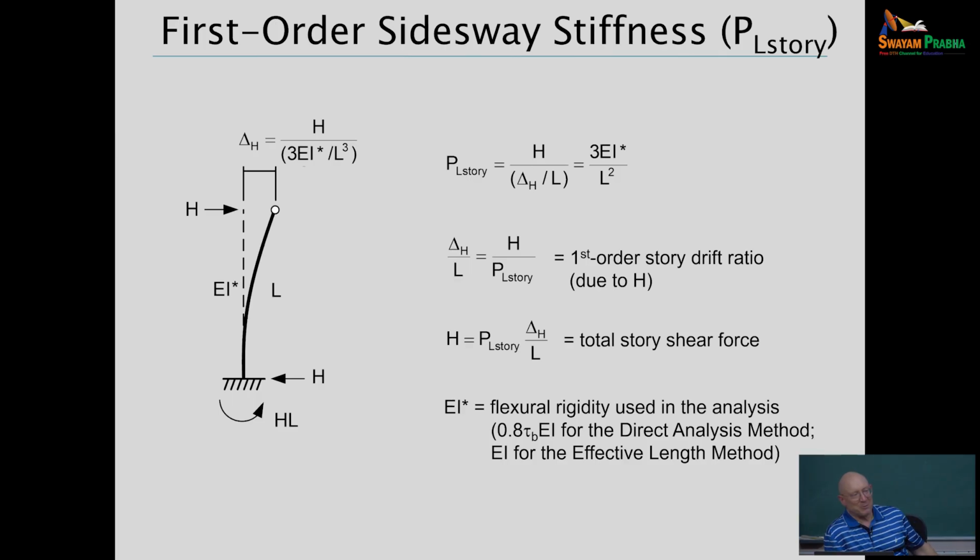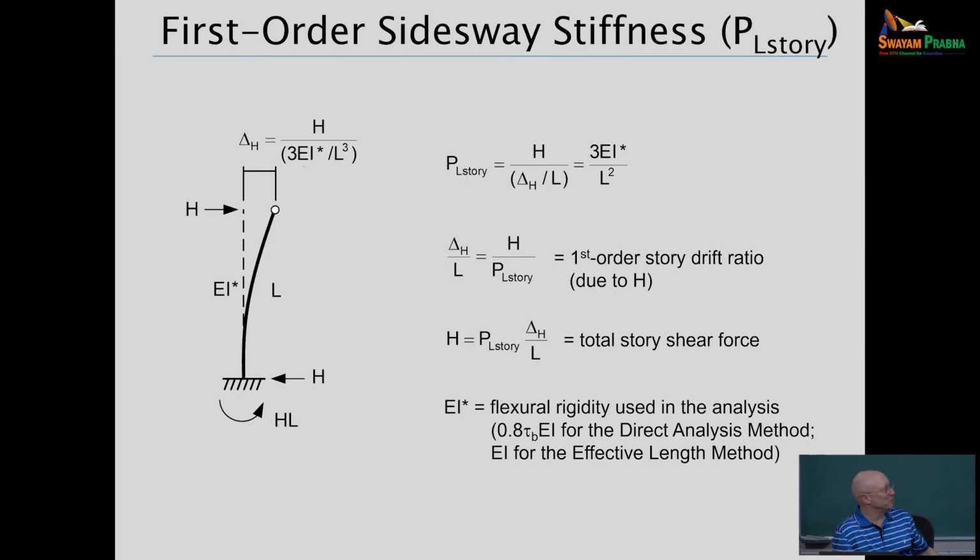Length L, we've got a lateral load, so you could say this represents a story of a building, a lateral load or a story shear H. Now, obviously, we have a moment at the base. That's our lateral moment in the system, HL. And clearly, the stiffness would be 3EI/L cubed, correct?